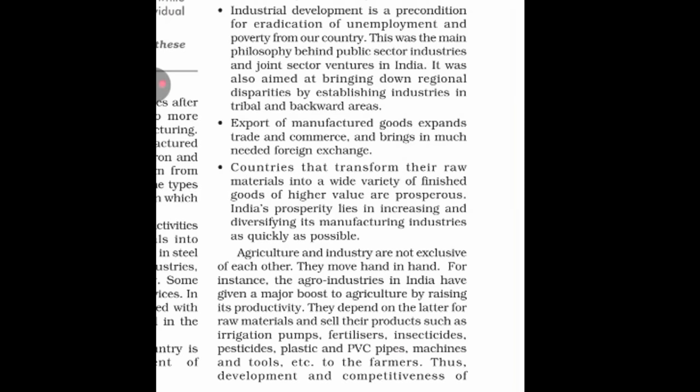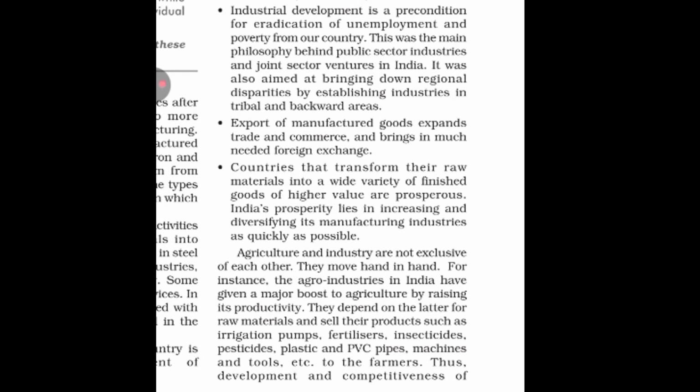So where does it come from? Manufacturing industries. Transportation of goods. Transportation, heavy trucks and all, where are they manufactured? They're manufactured in the manufacturing industries. So you'll see that manufacturing industries have helped in the modernization of agriculture.